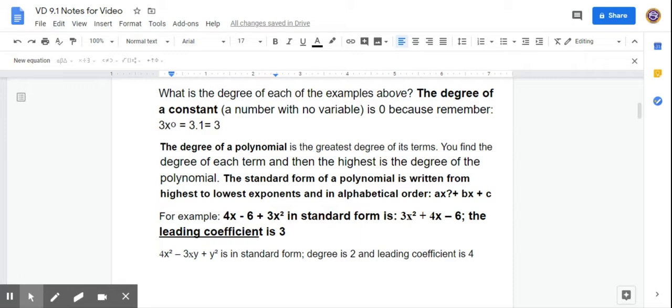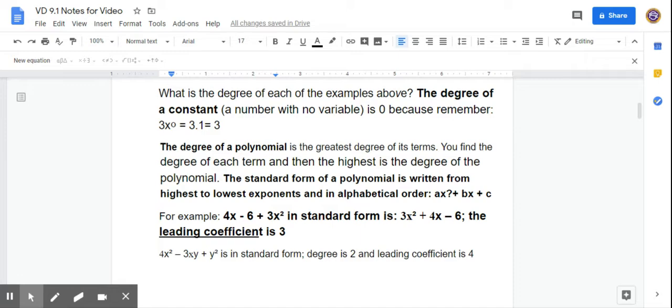Again, remember, alphabetical order, highest to lowest exponent. So you had to get rid of the x's first. That's why 3xy came before y squared, even though y squared has a higher exponent. We have to go alphabetical order. So all the x's first, highest to lowest, then the next letter, which would be y.